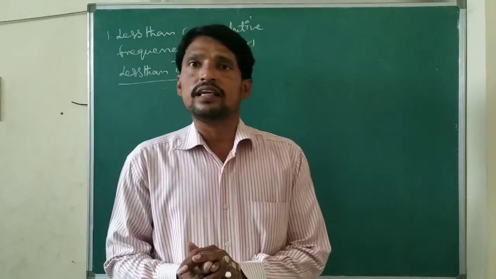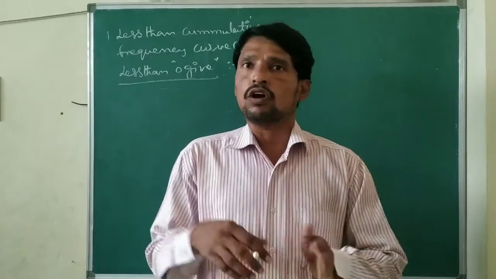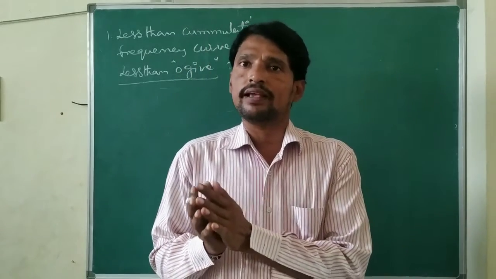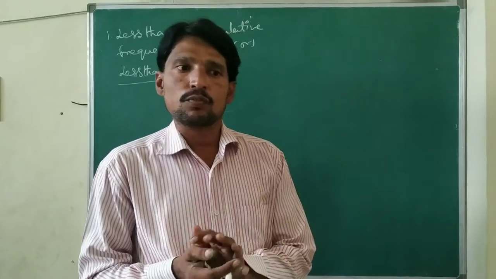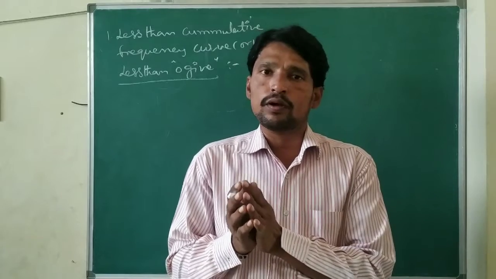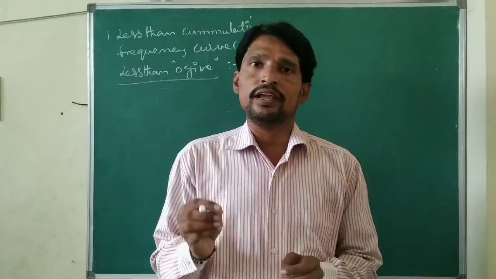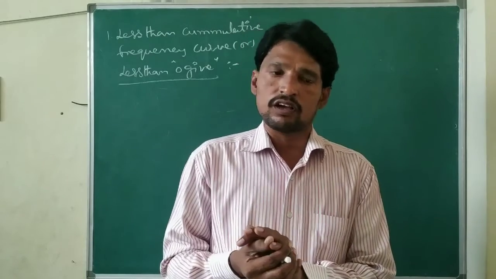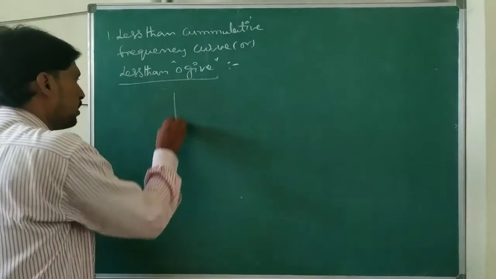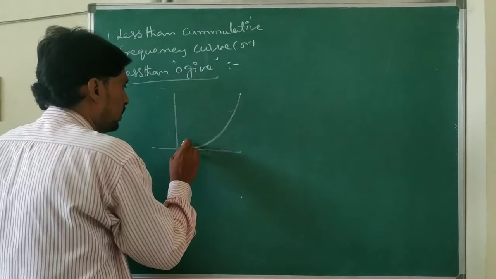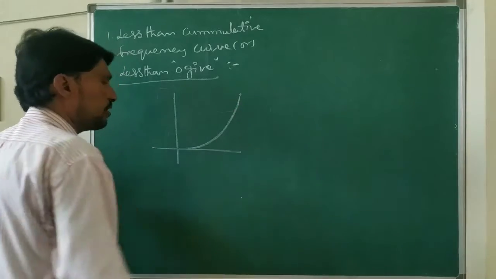How do we construct the less than cumulative frequency curve? Plot the points with the upper limit as the x coordinate and the corresponding less than cumulative frequencies as the y coordinate. Then the points are joined by a free smooth hand. Then it is called the less than cumulative frequency curve. Here the graph is like this. It is increasing, so it is a rising graph.